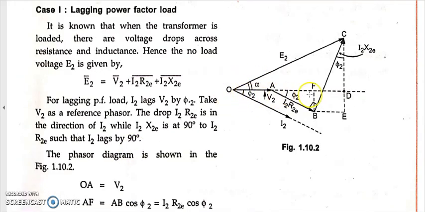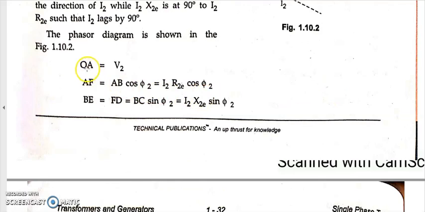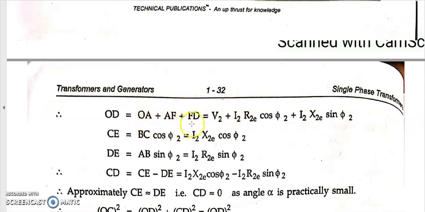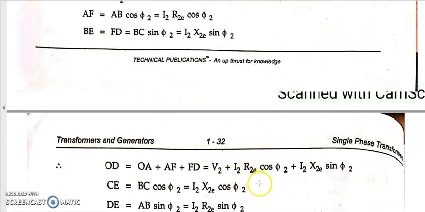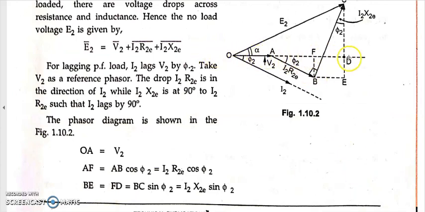Now let us sum up all this. We know that OD, from O to D, is equal to OA plus AF plus FD. If I add all these, I get OD. I have added all these three things, so I got V2 plus I2 R2E cos phi 2 plus I2 X2E sin phi 2. So I got the complete length of OD now.